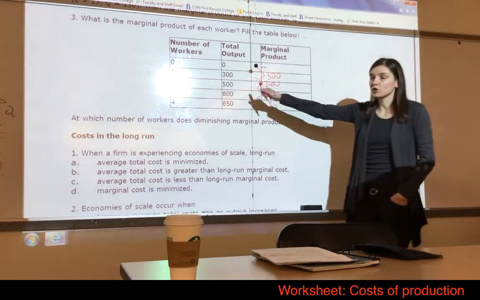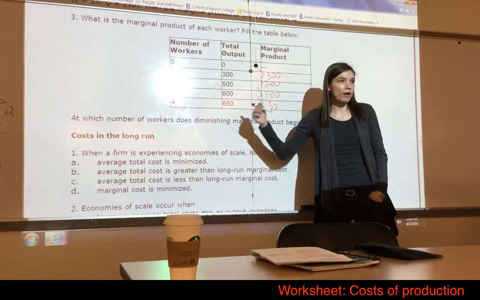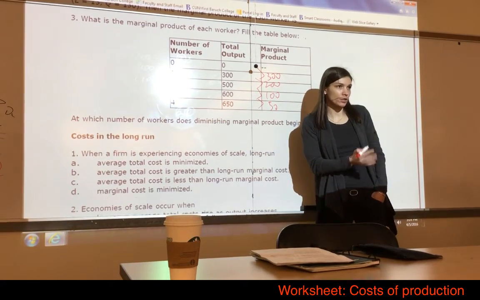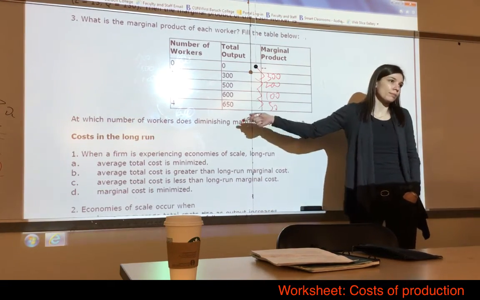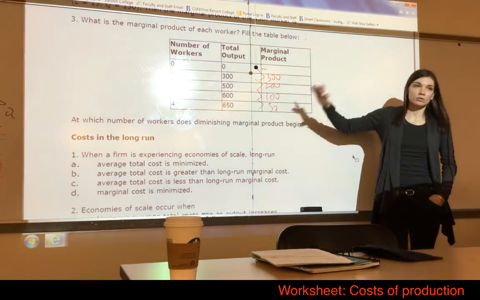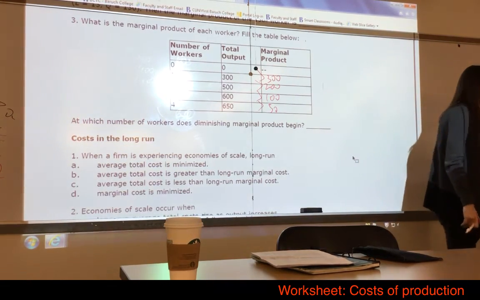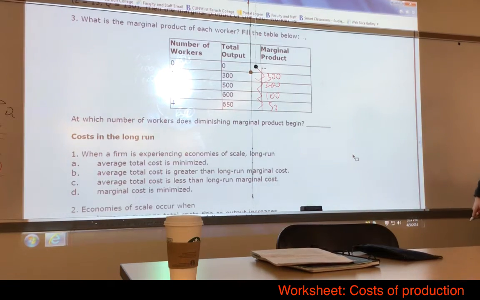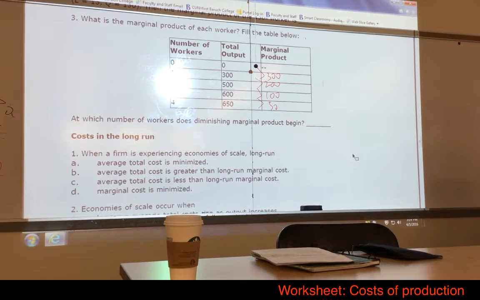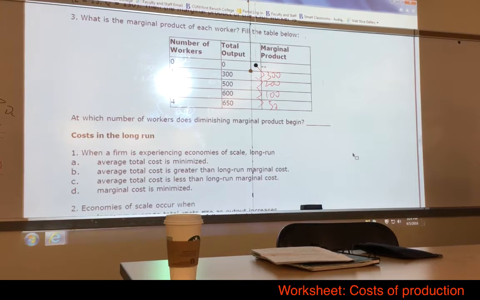The total production is increasing, but the contribution of each additional person is decreasing. Total is also going up, but the marginal is going to be decreasing. And at which number of workers does diminishing marginal product begin? Where does it start going down? Well, at 1 it's actually going up, because it's 0 to 300. So 2.